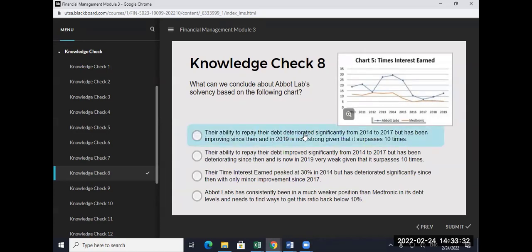A: Medtronic, their ability to repay their debt has deteriorated significantly since 2014, but has been improving since then, and in 2019 is now strong given it surpasses 10. B: Their ability to repay their debt improved significantly from 2014 to 2017, but has deteriorated since. So A and B are just the opposites. C: Their times interest earned peaked at 30% in 2014, but has deteriorated significantly with only minor improvements since 2017. D: Abbott Labs has consistently been in a much weaker position than Medtronic and its debt levels, and needs to find ways to get this ratio back below 10%.